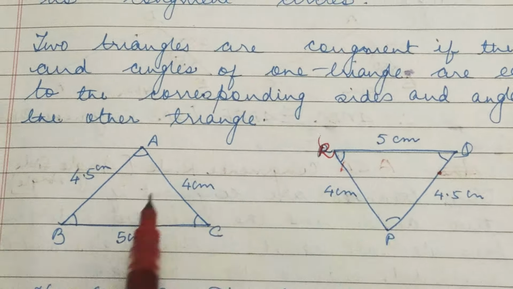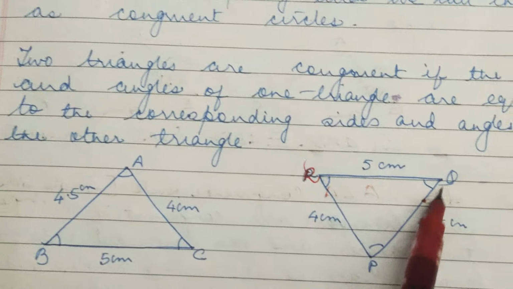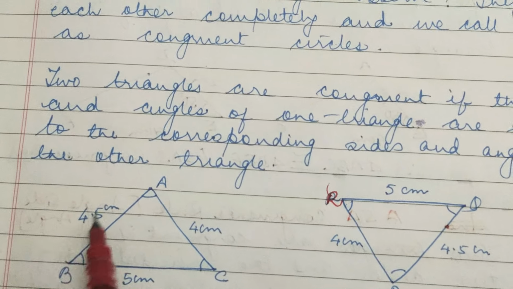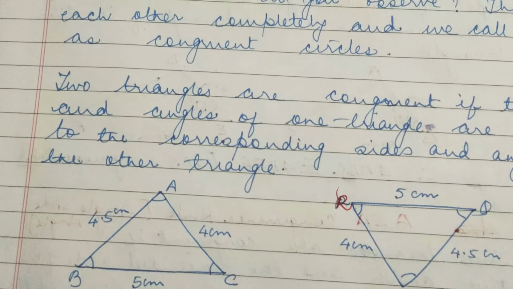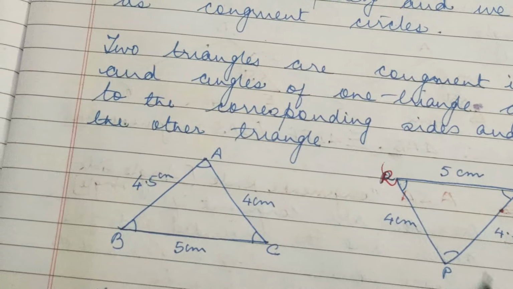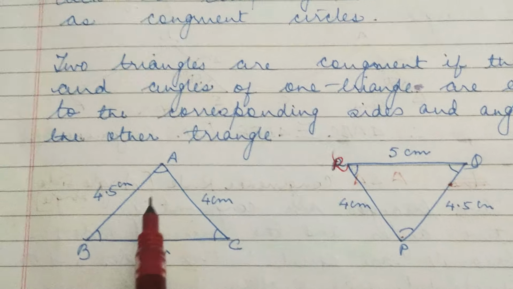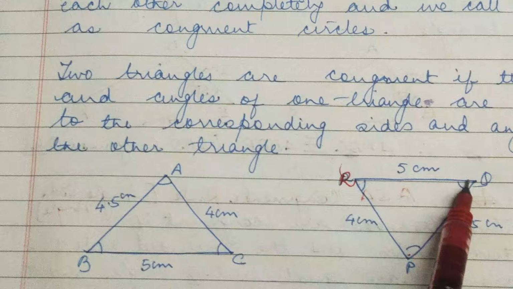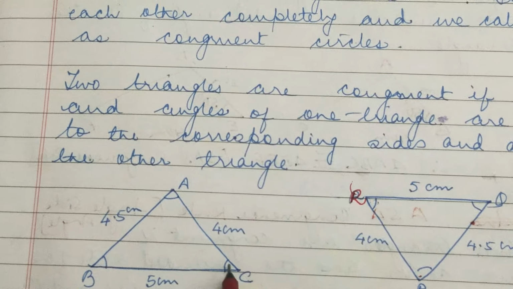How can we say that? Because when you measure these two triangles, you will find that PQ, whose measurement is 4.5 centimeter, and AB, whose measurement is 4.5 centimeter. So PQ covers AB, QR covers BC, and RP covers CA. Angle P is equal to angle A, angle Q is equal to angle B, and angle R is equal to angle C.